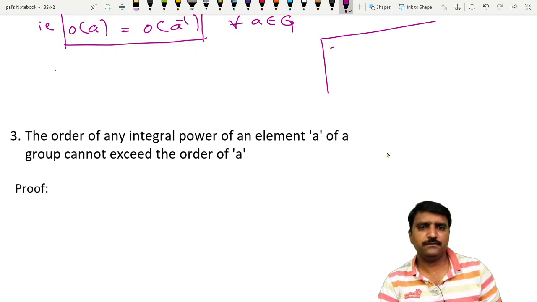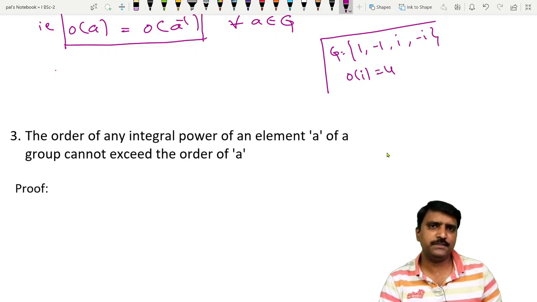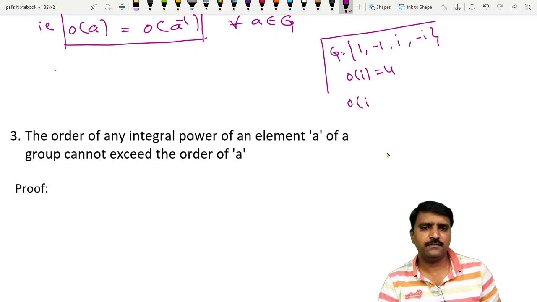So you know that the fourth roots of unity are 1, minus 1, i, minus i. As I already discussed in this example, you know that the order of i is 4. What is the order of i here? It is 4, right? So if you consider the order of i squared, the order of i squared is less than or equal to 4.